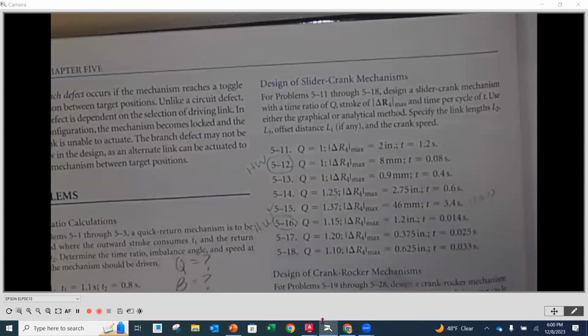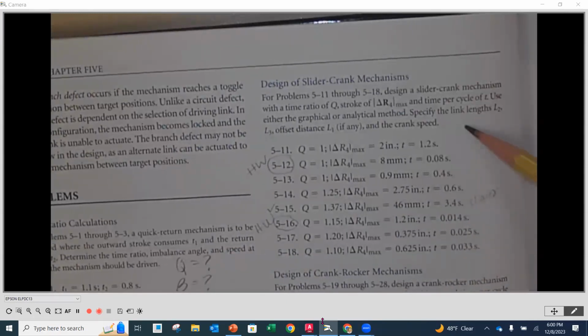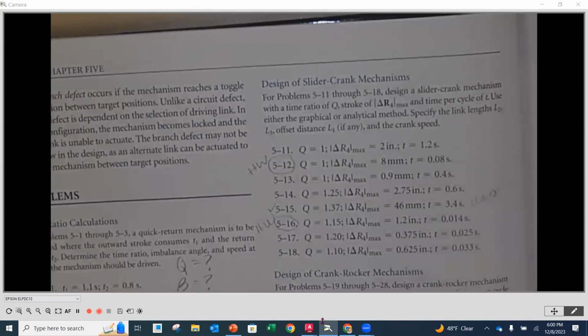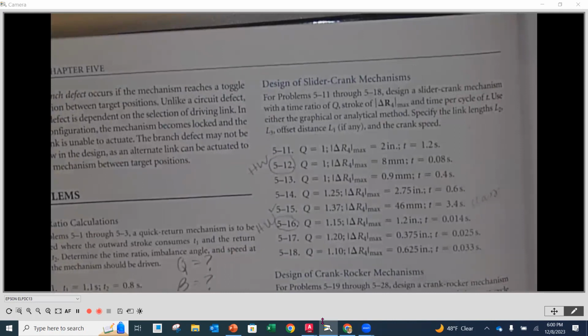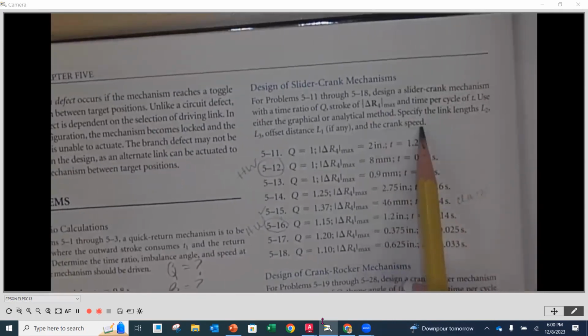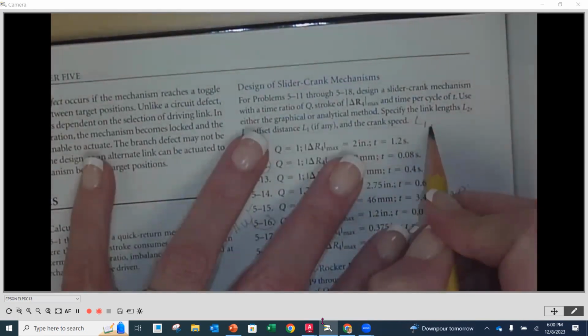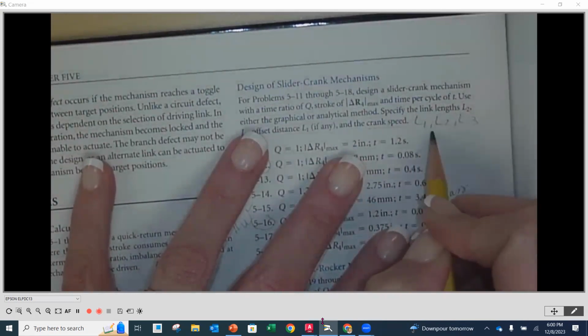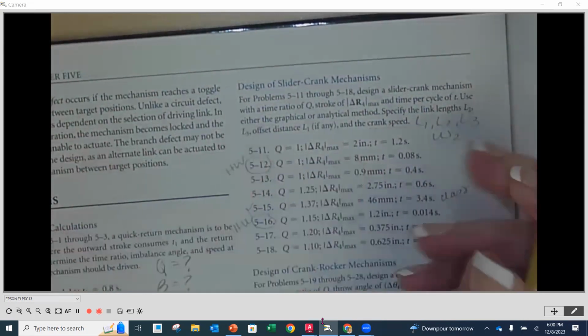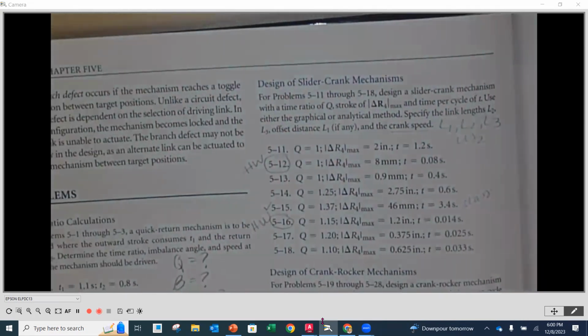Now, it says use either a graphical or analytical method, and then specify the link lengths L2, L3, and an offset L1 if it's going to be applicable. And then also your crank speed. Okay, so for each one of these, we need an L1, L2, L3, and a W, and it would be W2 because it's going to be the W of the crank.